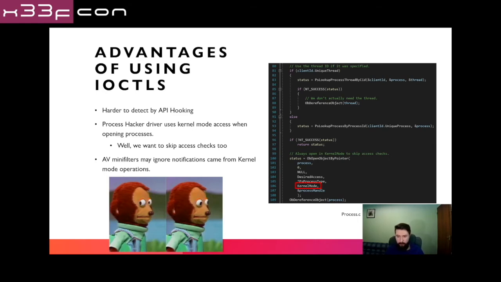Secondly, the Process Hacker driver uses kernel mode when it opens a process so that it bypasses user mode access checks. This is the main reason that Process Hacker can display so much data. Normally, a process wouldn't be able to display it. By using IOCTLs, we can utilize the same capability with any tool.